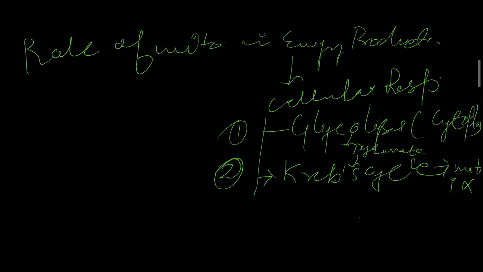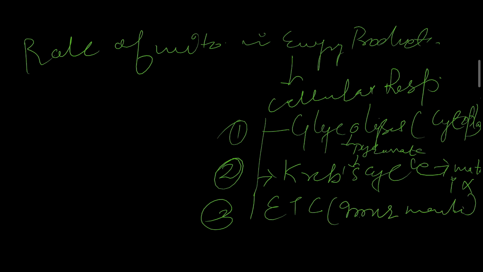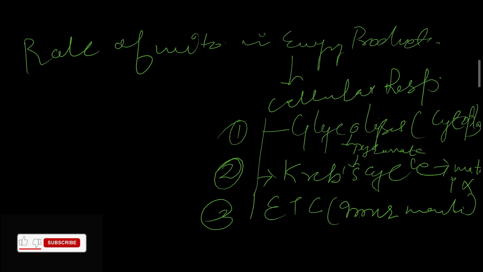Now the pyruvate enters the mitochondrial matrix and is further broken down into carbon dioxide, ATP, NADH, and FADH2. Third is ETC, meaning electron transport chain, which occurs in the inner membrane. The main functions of ETC are as NADH and FADH2 contribute electrons to the electron transport chain, a series of protein complexes located within the inner membrane of the mitochondria.